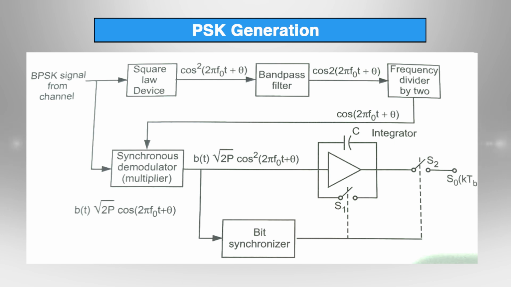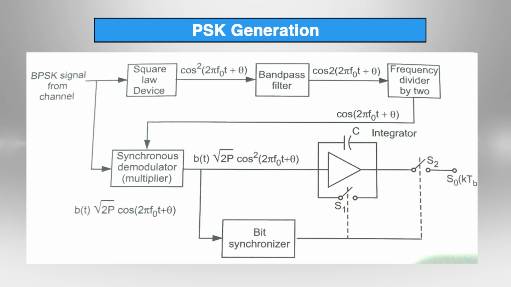The synchronous, or we may say coherent, demodulator multiplies the input signal and the recovered carrier. Therefore, at the output of the multiplier we get B of t under root 2 P cos of 2 pi f 0 t plus theta, multiplied by cos of 2 pi f 0 t plus theta. That equals B of t under root 2 P cos square of 2 pi f 0 t plus theta, or B of t under root 2 P divided by 2 times 1 plus cos of 2 times 2 pi f 0 t plus theta.